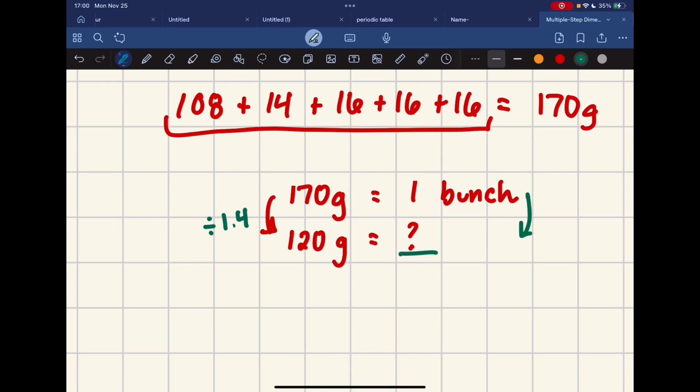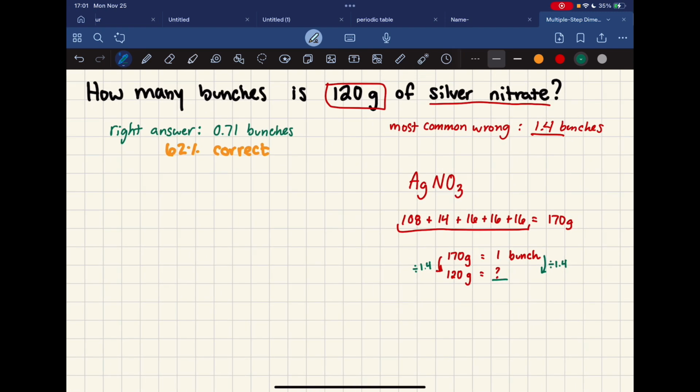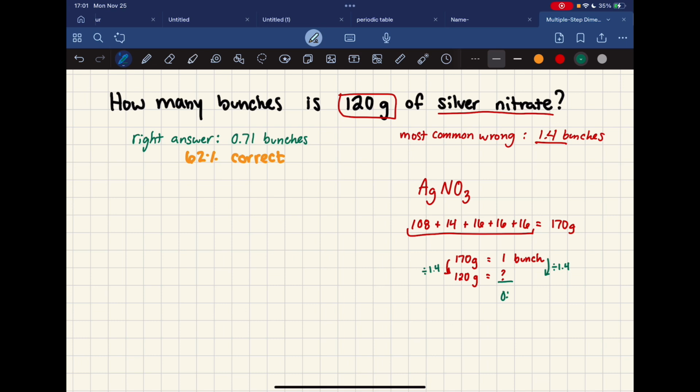So of course, we should say 1 divided by 1.4. That will give us our correct answer. And when we do 1 divided by 1.4, we get our correct answer of 0.71. So that's what we should have gotten.